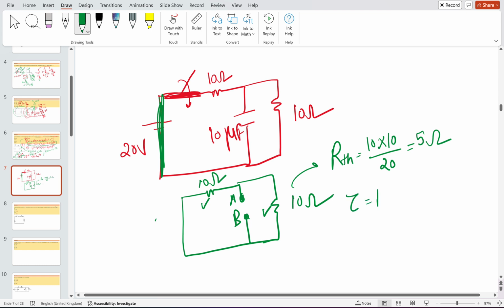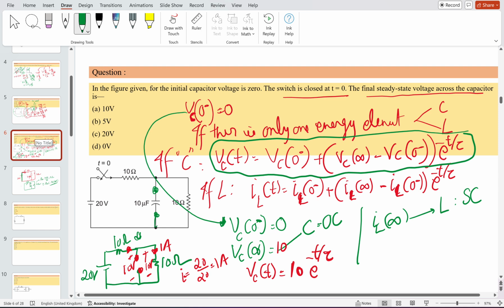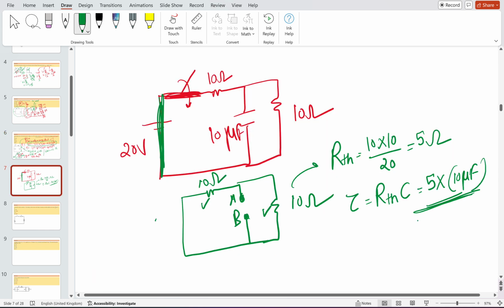What will be the time constant? It is simply RTH C. So RTH is 5 multiplied by C, 10 microfarad. So the 10, 10 and 10 microfarad is there. So the time constant is 50 microfarad.